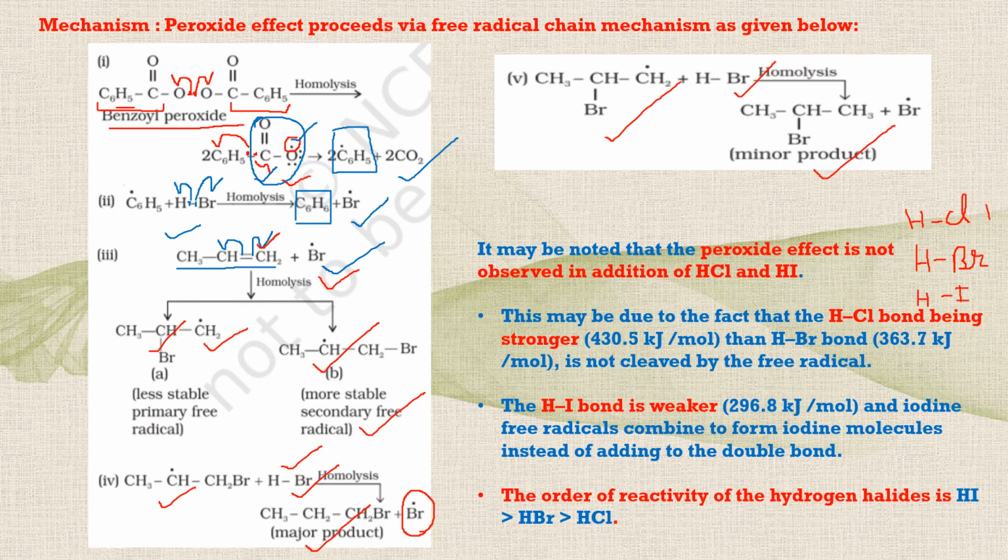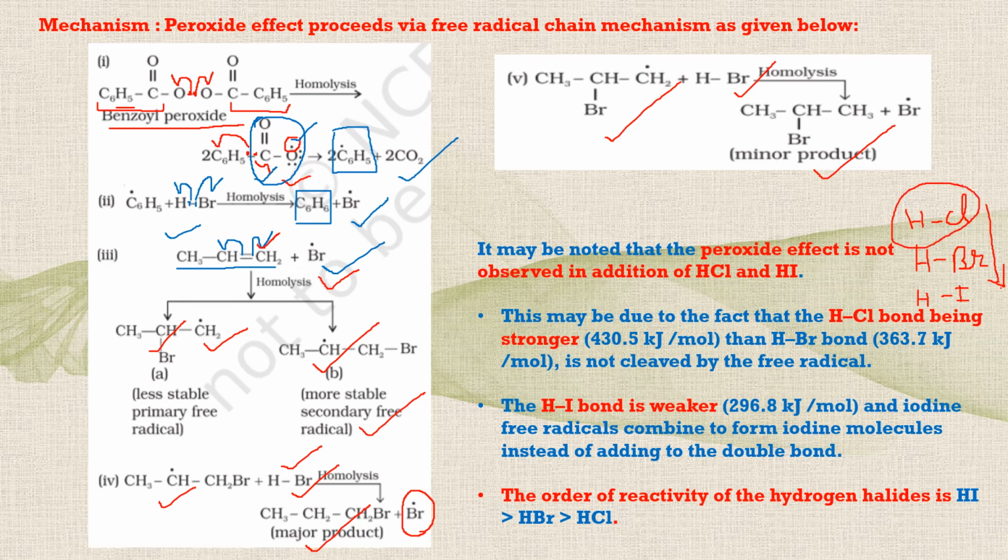Now as you move down, the size of the halogen is increasing, and that means the strength of the bond is decreasing in this direction. So HCl has the strongest bond, HI has the weakest bond. Now the conditions for this particular reaction, which follows the peroxide effect, are such that the HCl bond is very strong. Under those conditions, it is difficult to break the HCl bond.